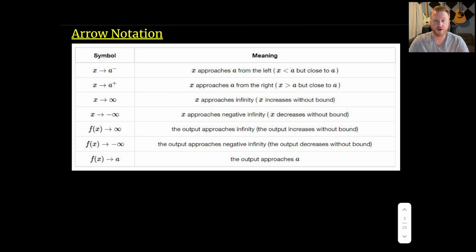So let's take a look at this arrow notation here. This is just a way that we can talk about numbers approaching some value, or inputs approaching some value, without ever actually attaining that value.